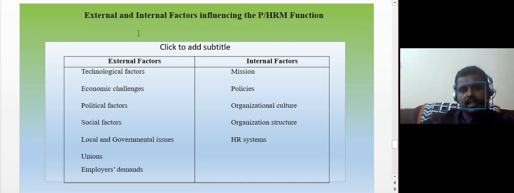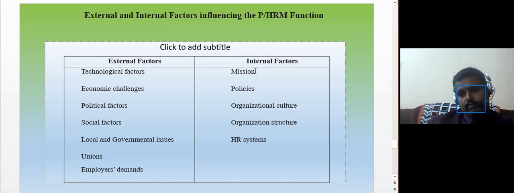Okay, the next thing is the external and internal factors influencing human resource management functions. The first one is external factors and the second one is internal factors. The external factors are always uncontrollable factors. The internal factors are the controllable factors. So internally we can control the vision statement of a particular organization, and the mission. Vision talks about the long-term perspective. Mission talks about the short-term perspective. Short-term, medium-term and long-term.